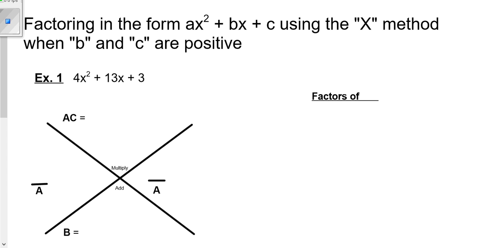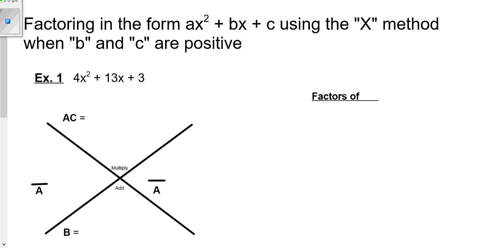Factoring in the form of ax squared plus bx plus c using the x method when b and c are positive. Now, you've already factored polynomials where the coefficient of the x squared term is 1. So now we're going to look at factoring when the coefficient of the x squared term is any number other than 1. So it just requires a few more steps.